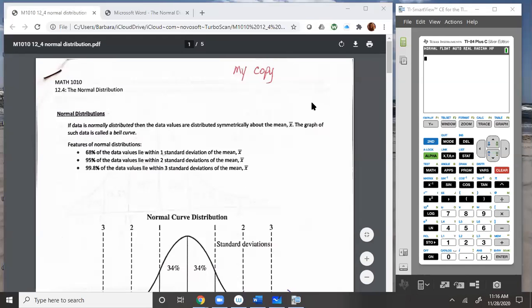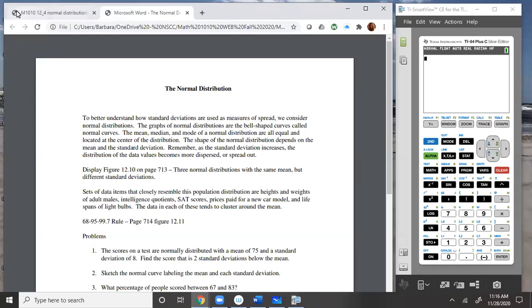In this video, we will learn about normal distributions and z-scores. First, I'll go over to the notes and then we'll come back to the handout. To better understand how standard deviations are used as measures of spread, we consider normal distributions.